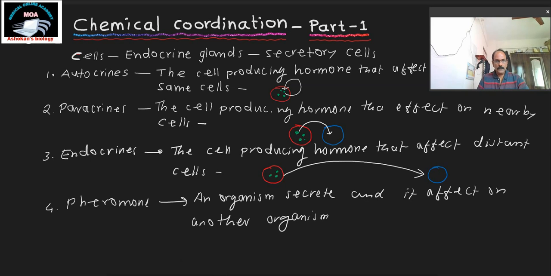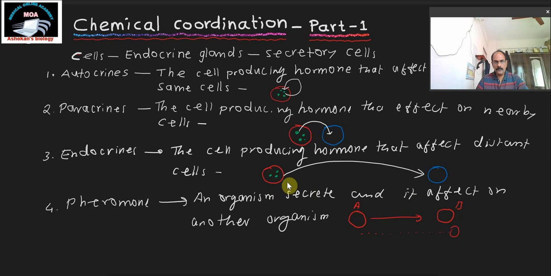Okay, so here this is one organism, organism A, and it affects another organism B, then it is known as a pheromone. For example, an ant produces a pheromone on the ground, and the next ant picks it up and also produces the pheromone, and that is picked up by the third one. Like that, the ants move along the same line without any curve. It is because of the pheromone. So that is the pheromone produced by one organism and affecting another organism.